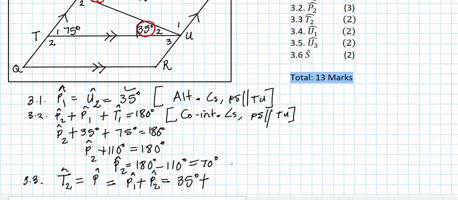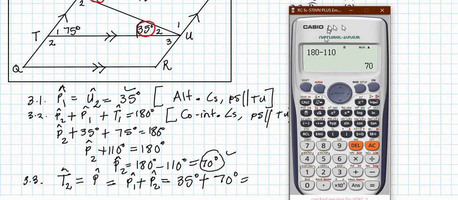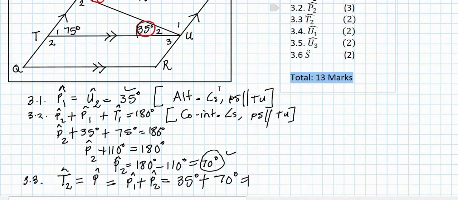How much is P2? P2 right there, 70 degrees. Again, I know that there is someone on a test who will try to flex his memory right here. And I'm telling you, there's no shame. Just press the calculator and get your answer without any errors. This is equals to 105 degrees.